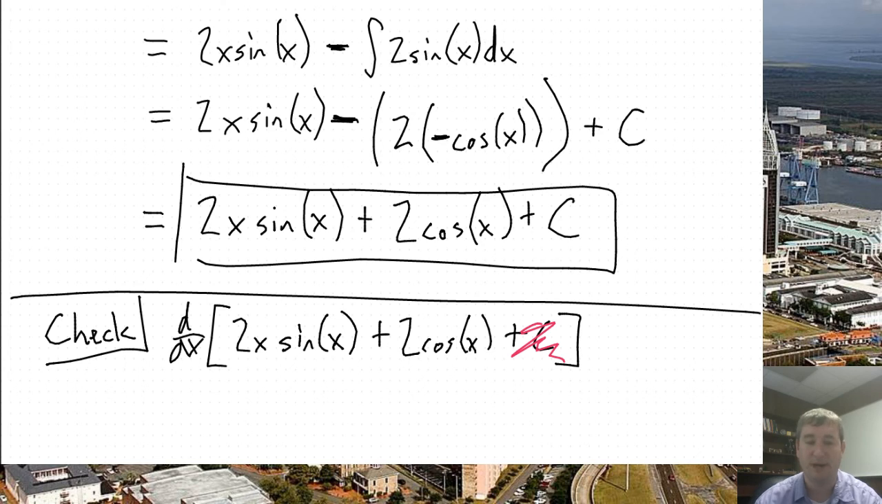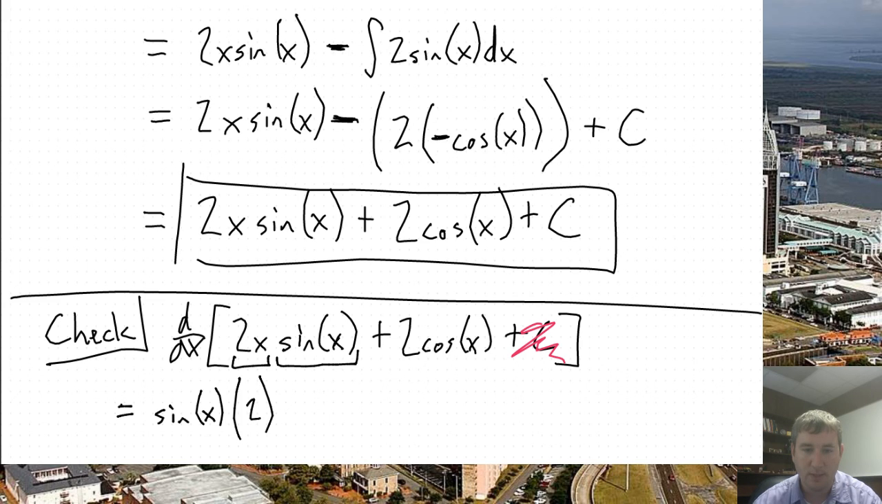So what's left for the rest of this? Now, because I did integration by parts, to check it, I'll have to use the opposite of integration by parts, the product rule. And so I've got my first and second function here. So I'll take the second times the derivative of the first plus the first times the derivative of the second.